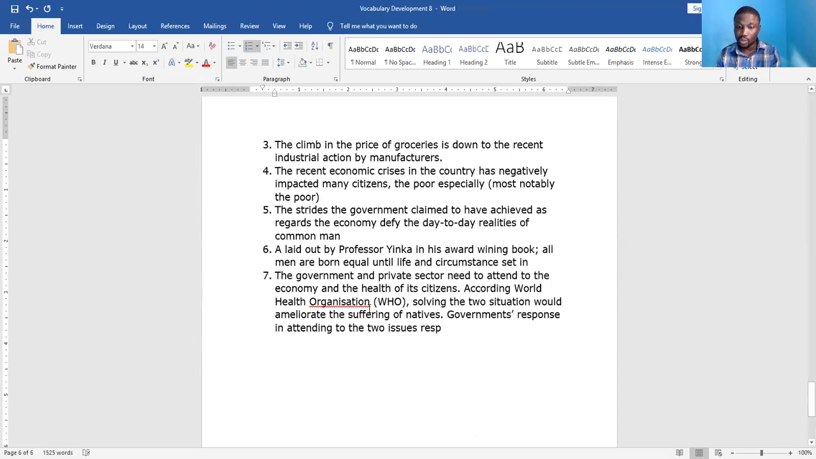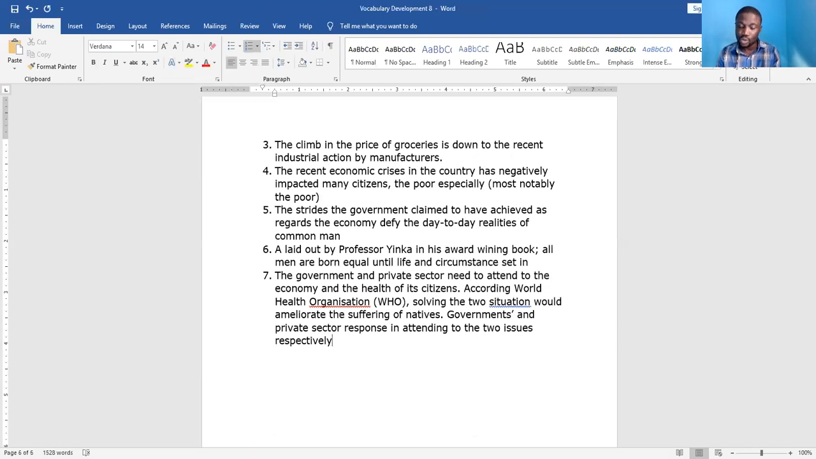The two situations that I'm already suffering on, the government and private sector respond in attending to the two issues respectively. That is, if they are meant to attend to the issues respectively. Government pick up one and private sector pick on the other. Yes, that's when you can use respectively.